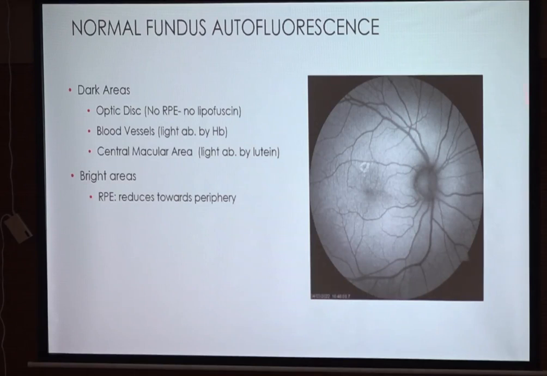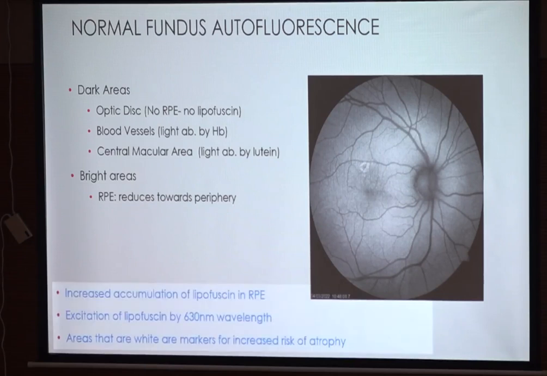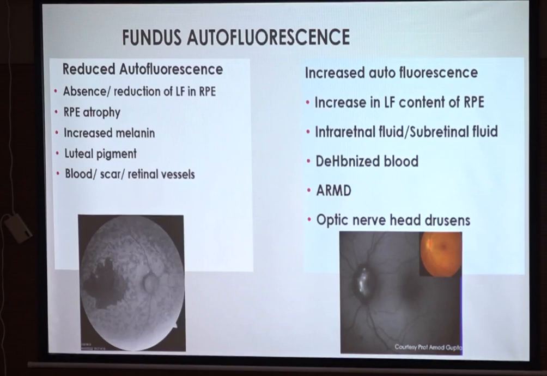Now this is what a normal autofluorescence is. The optic disc is a dark area, the vessels are dark areas, and the central macular area is again a dark area. The bright areas are drusen, or anything where lipofuscin is collected. Increased accumulation of lipofuscin in RPE cells is going to lead to bright autofluorescence, and excitation of lipofuscin is at 630 nanometers, I have already told. Areas that are white are the markers of increased risk of atrophy at a later date.